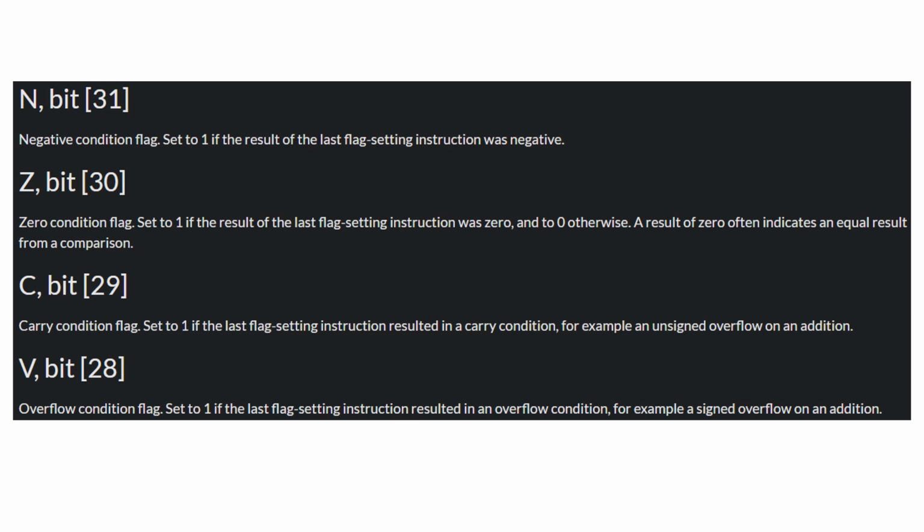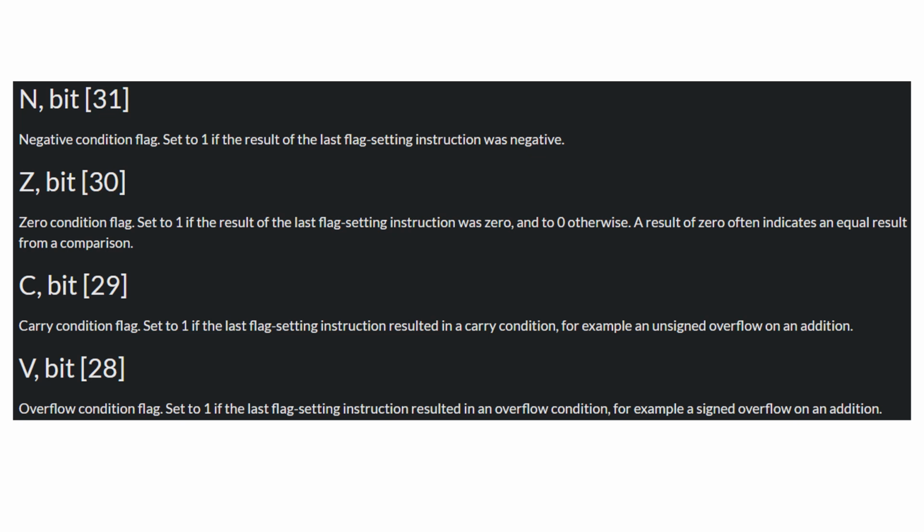Let's see. So the negative condition flag, or N bit, is set to 1 if the result of the last flag setting instruction was negative. That means whatever kind of operation you are doing, addition, subtraction, multiplication, or whatever it is, if the result is negative, this flag will be turned to 1. That means bit number 31 will be 1, right?